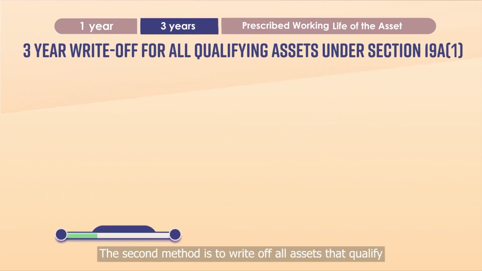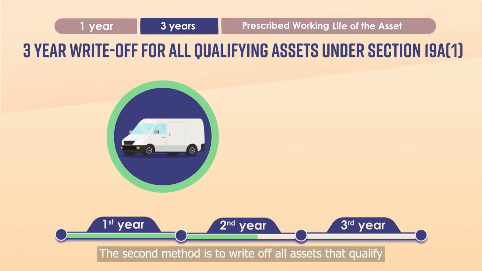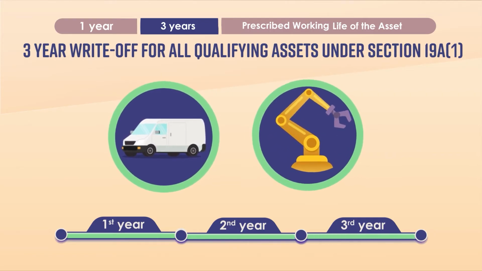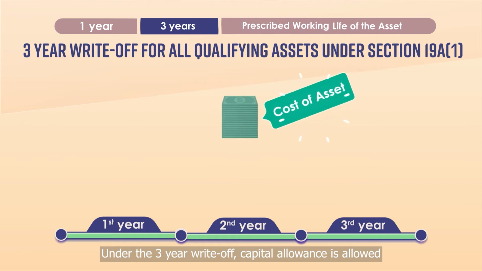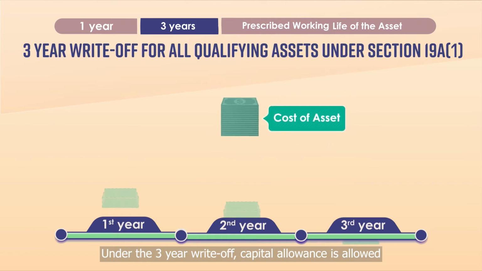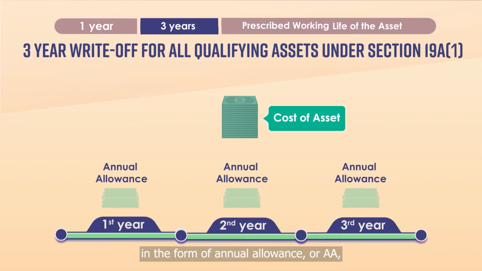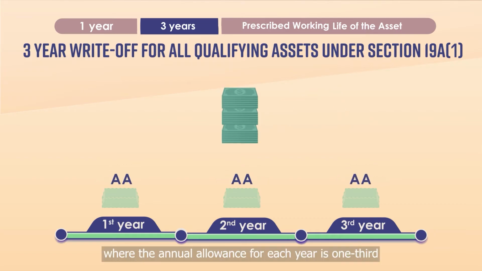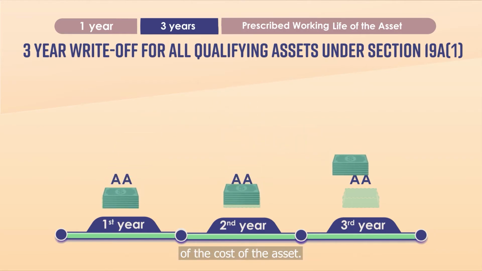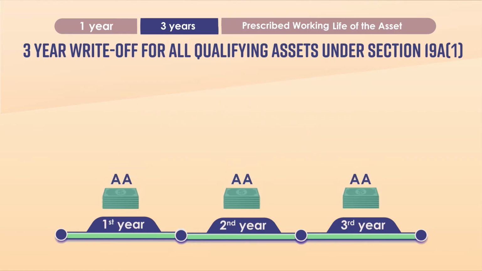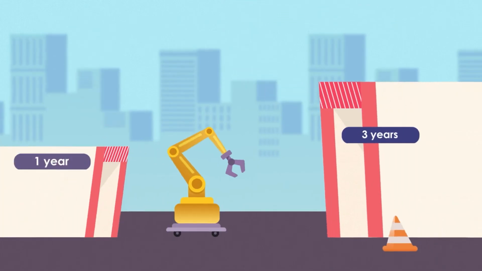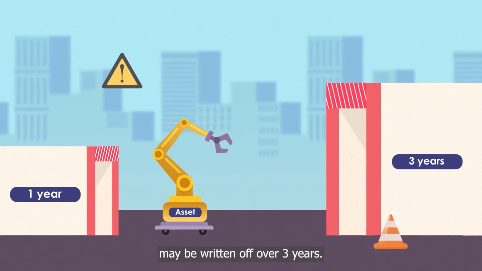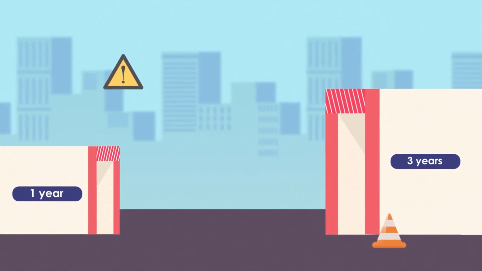The second method is to write off all assets that qualify for capital allowances over 3 years. Under the 3-year write-off, capital allowance is allowed in the form of annual allowance or AA, where the annual allowance for each year is 1/3 of the cost of the asset. Assets that do not qualify for the 1-year write-off may be written off over 3 years.